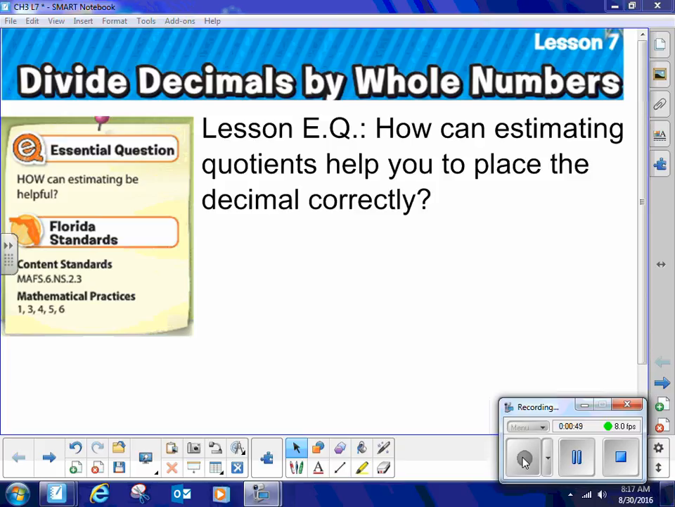All right. This lesson's essential question is, how can estimating quotients help you to place the decimal correctly? Hopefully by the end of this lesson, we'll be able to answer that with some type of certainty. Okay. And again, it is relating back to how can estimating be helpful.